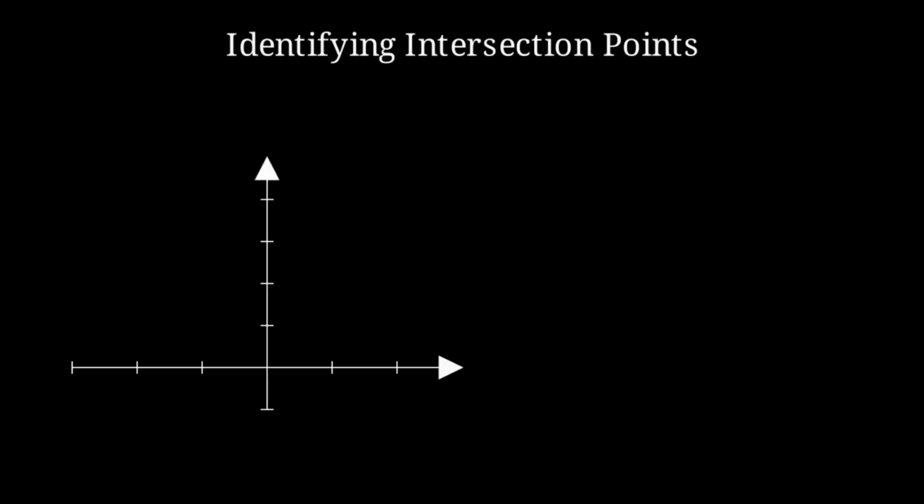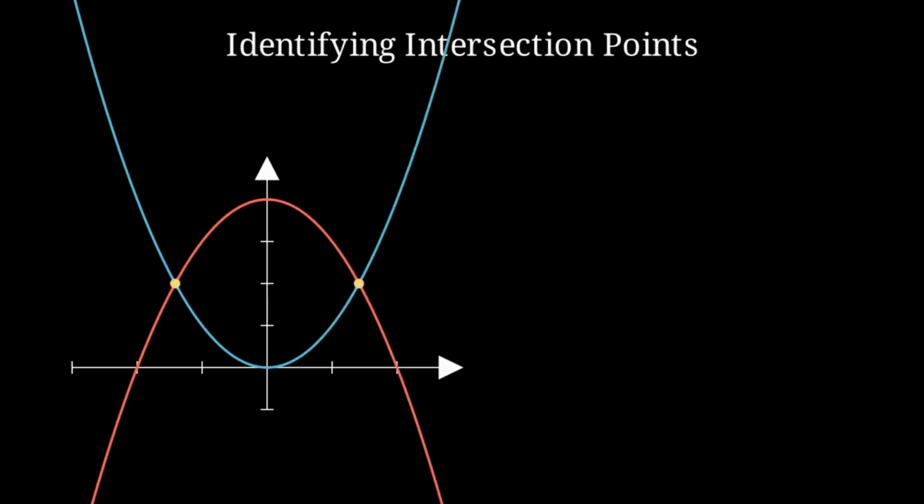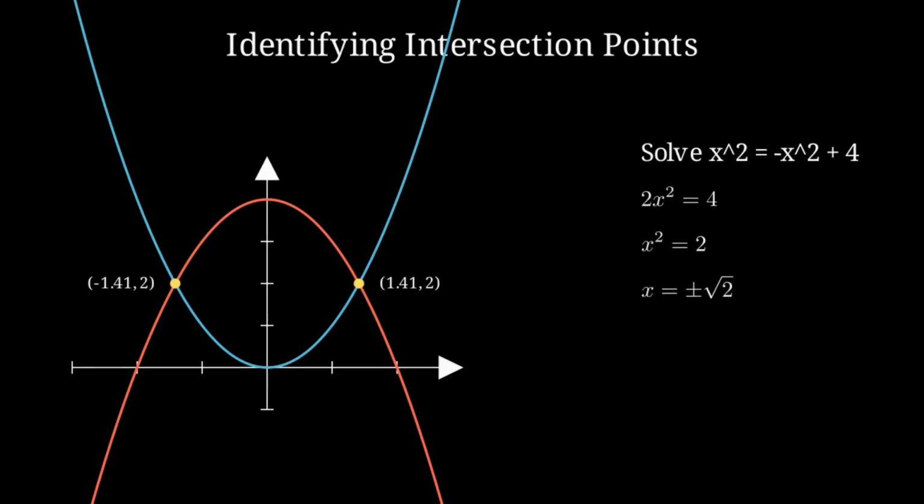To be precise, we find where the boundaries intersect by setting the equations equal to each other. Solving this reveals the exact coordinates where the solution region begins and ends, providing mathematical rigor to our visual graph.